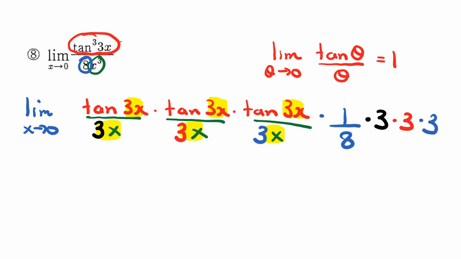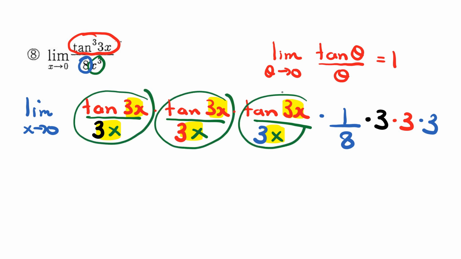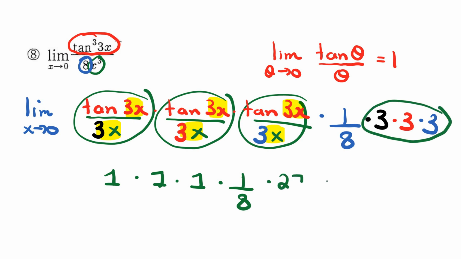All right, so let's go ahead and figure this out. All these limit statements here, if you compute the limits of those, will be 1 times 1 times 1. And I have this 1 over 8 now, and then 3 times 3 times 3 is going to be 27. So final answer is going to be 27 over 8.